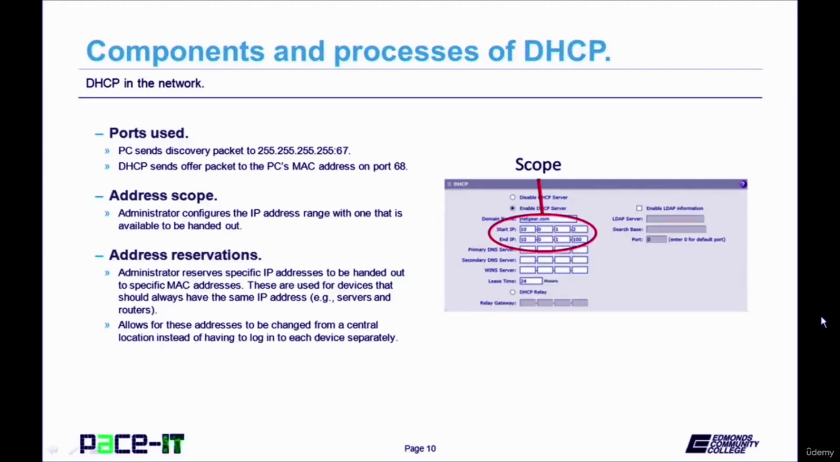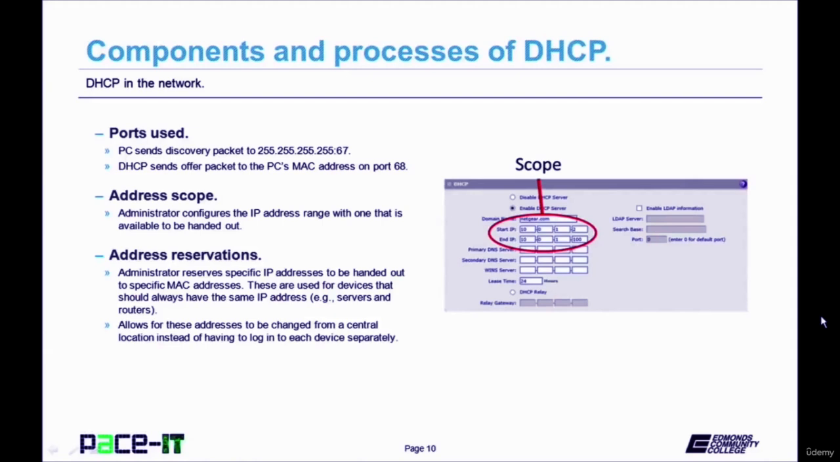Then there's the address scope. The address scope is the IP address range that the administrator configures on the DHCP server. It is the range of addresses that the DHCP server can hand out to individual nodes.